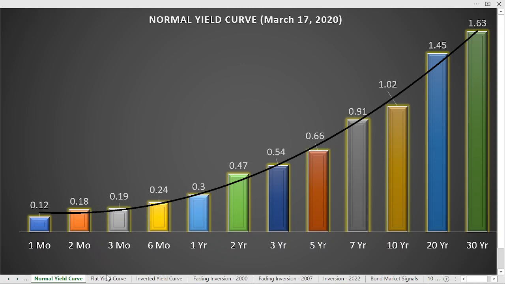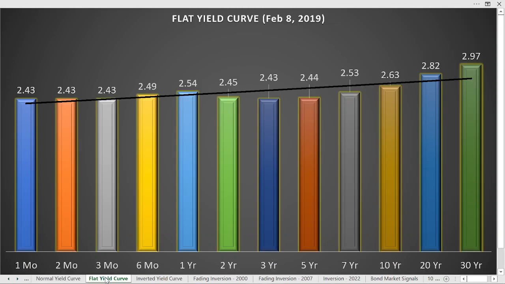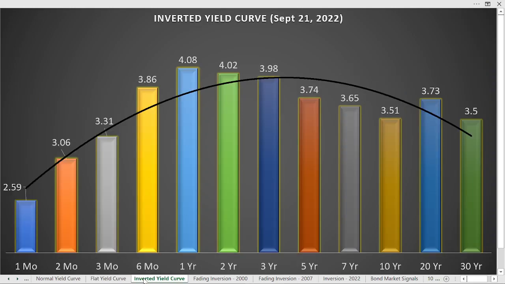A flat yield curve emerges when we have the same or very similar yields across many different maturities. For example, the 1, 2, 3-month yield is very similar to the 5-year bond, which pays a 2.44% yield. An inverted yield curve emerges during a period of economic stress, when traders, for example, are selling the short-term bonds in lieu of buying the longer-term bonds like the 10-year.